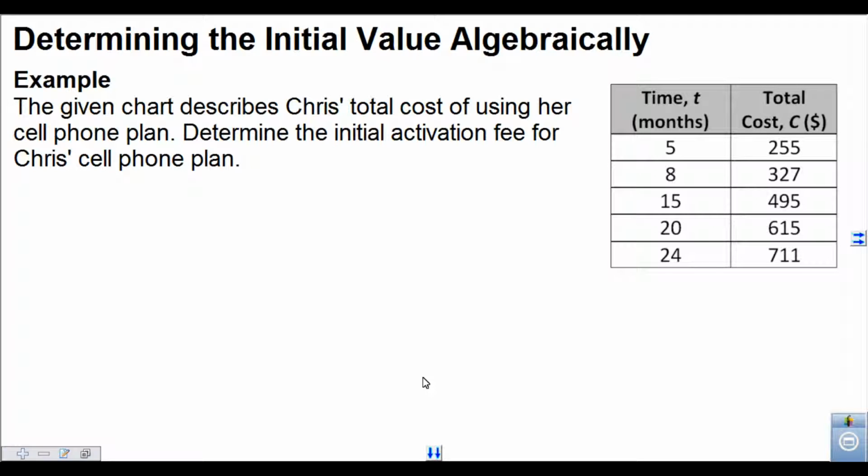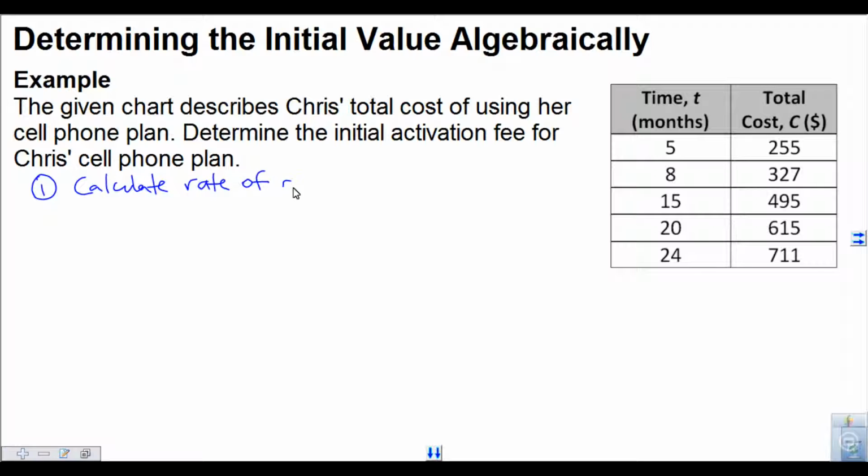So what if we are asked to determine the initial value? We've got to come up with a way to do that. In this case, you see the table here. I don't know what the value of the cost is at 0 months. We've got to figure that out because our task is to determine the initial activation fee for Chris's cell phone plan. So this shows the relationship between cost and time in months. What I need to know is exactly how much the cell phone plan costs per month. So the first thing we need to do is calculate the rate of change.